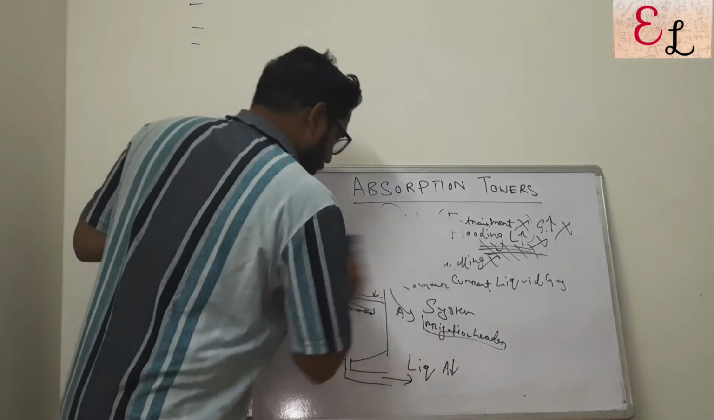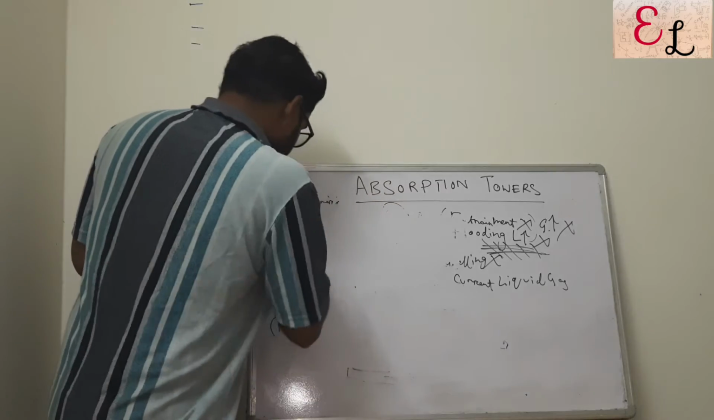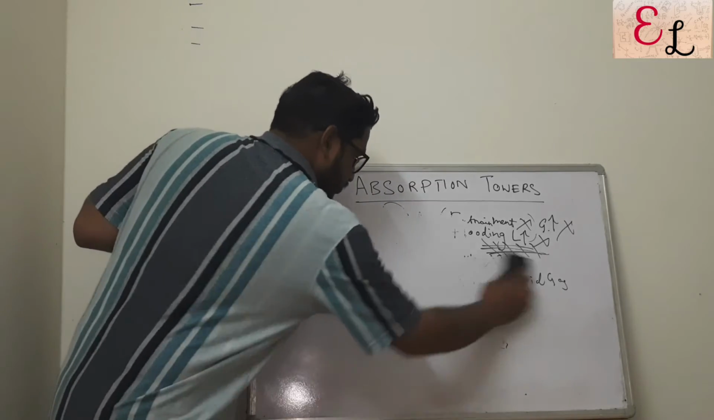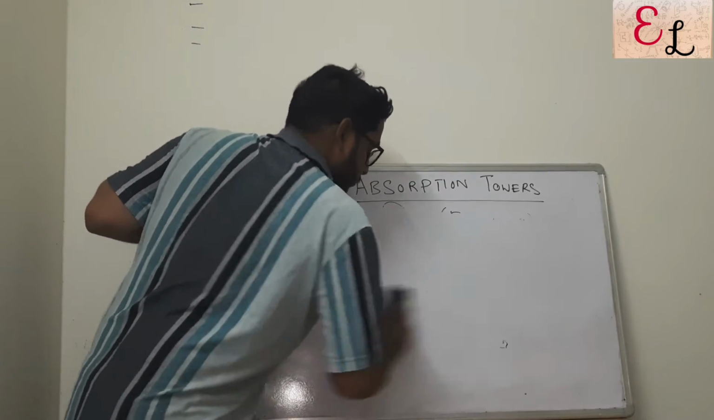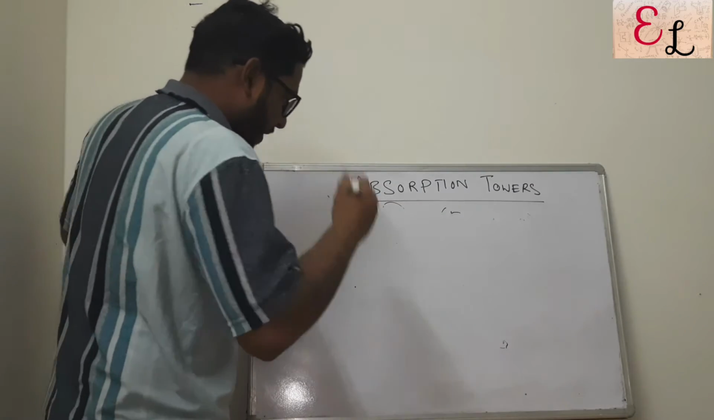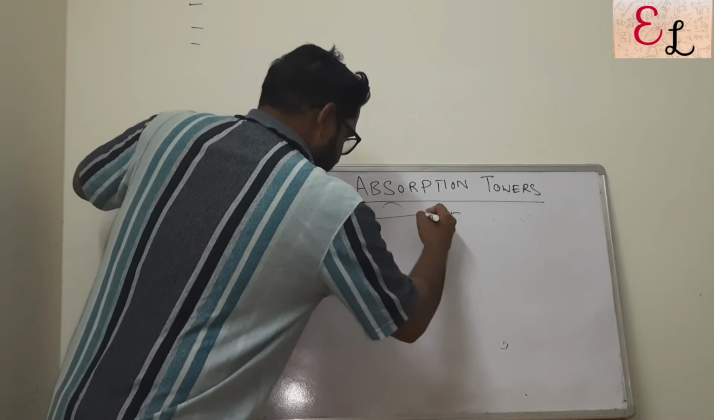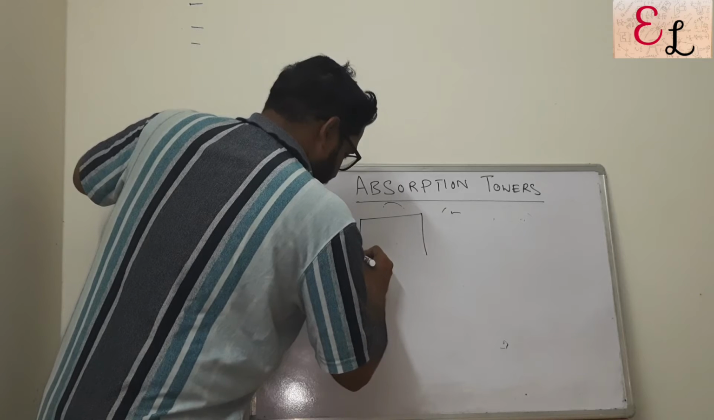So if I rub all this, let us go to the entire structure of an industrial absorption column. Packed tower. This is a packed tower absorption column. Looks something like this. Once again, a dome-shaped structure.